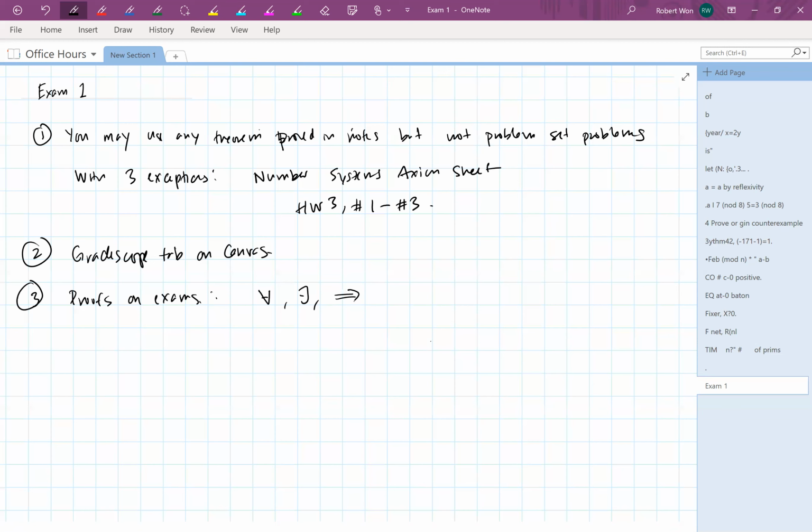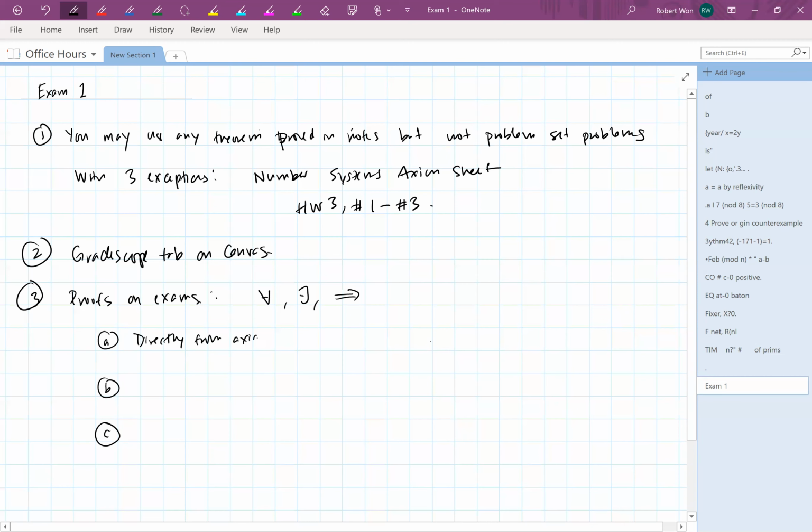Okay, so actually on your exam, there'll be 3 kinds of proof type things. Okay, so one will be directly from axioms. So these are like the ones on your homework. You'll have one problem like this. Again, every single step needs to be justified, but you don't need to write beautiful sentences. They just need to be sentences that justify every single step of the calculation.